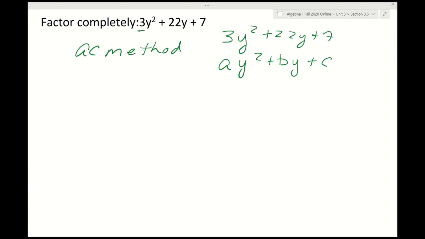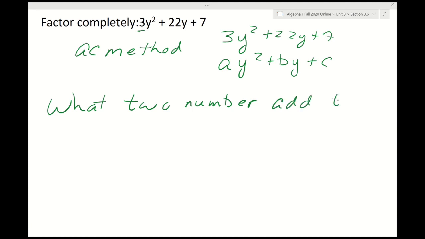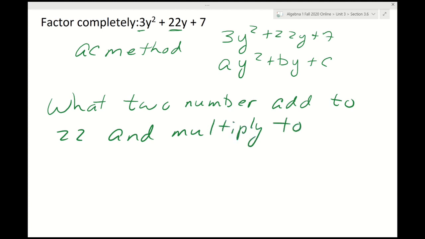So what we need to do is ask a question. What two numbers add to, in this case, 22, and multiply to AC, which would be 3 times 7, which is 21? Okay, that is our question.